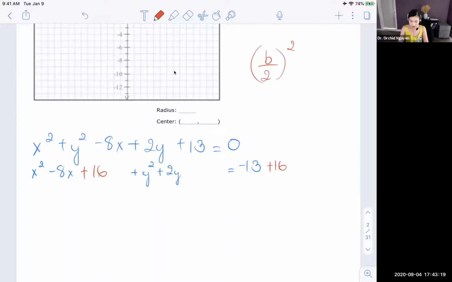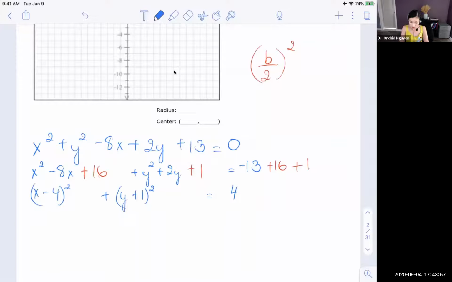We're going to do the same thing for y. So we have 2 right here as b. So 2 divided by 2, squared. So it's going to be 1. You just add 1, so you're going to have to add 1 over here. Okay, now we complete the square. So you just simply factor. So it's going to be x minus 4. By the way, it's just b divided by 2, which is -8 divided by 2, plus y plus 1 squared. And then you can see right here, we have 4.